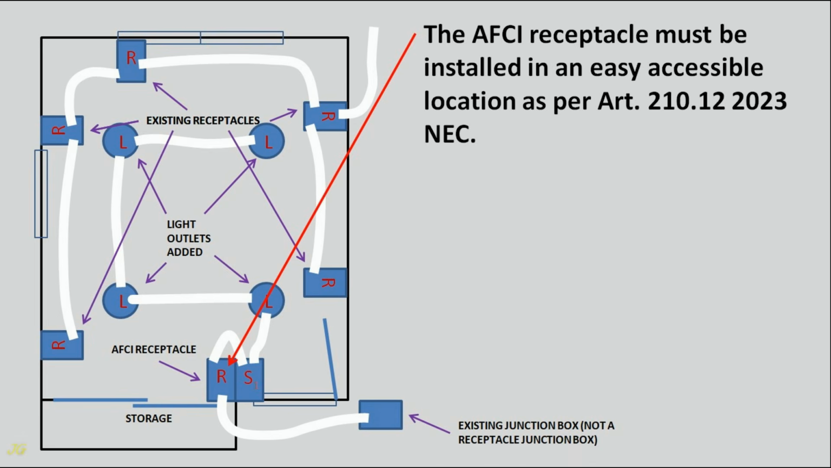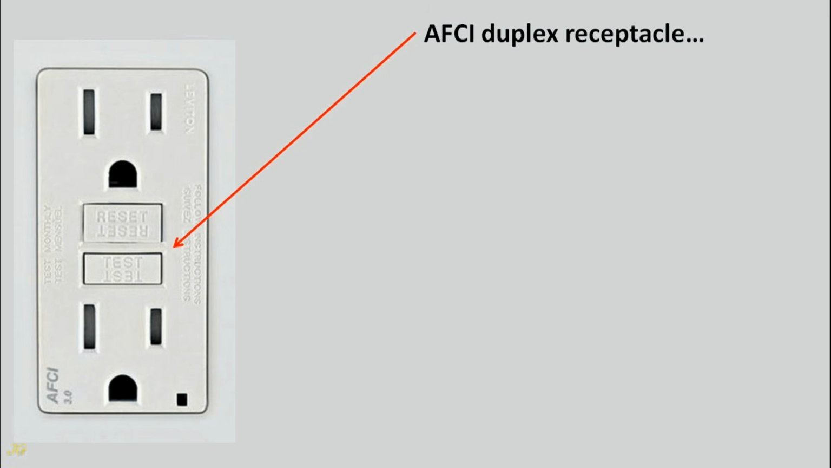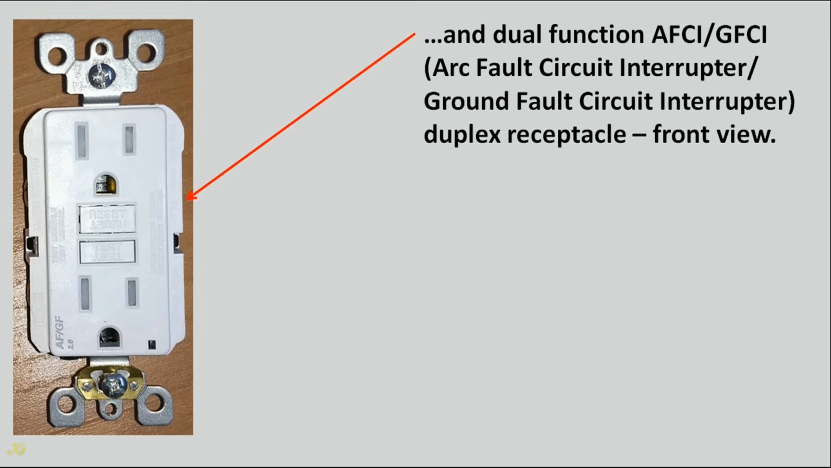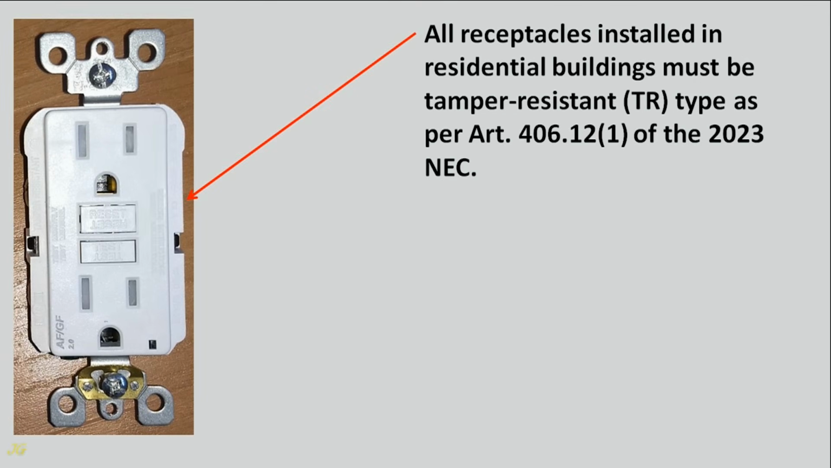The AFCI receptacle must be installed in an easily accessible location as per Article 210.12 of the 2023 NEC. AFCI duplex receptacle and dual-function AFCI/GFCI (arc fault circuit interrupter, ground fault circuit interrupter) duplex receptacle, front view. All receptacles installed in residential buildings must be tamper-resistant (TR) type as per Article 406.12(1) of the 2023 NEC.